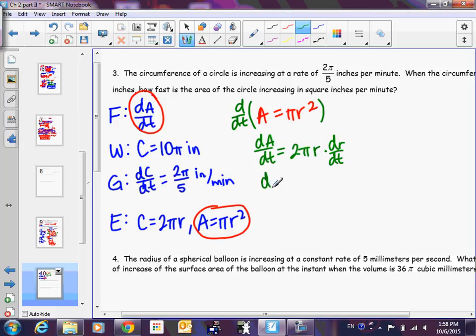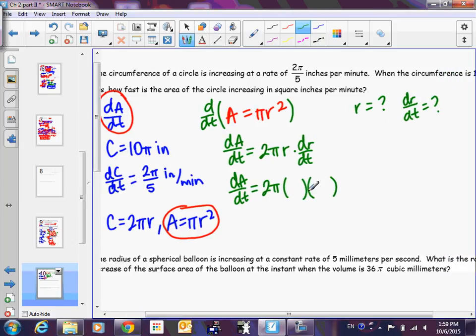Okay, and now I'm looking for dA over dt. That was next to the f. That's what I want. So I'm going to go through, and I don't know r. I think I can find r, but I don't know it yet, so I'm just going to say I don't know what r is, and let's just leave a blank there. dr over dt, I don't know that either. So I'm going to have to go off to the side and figure out what both of these things are, and then I can solve my problem.